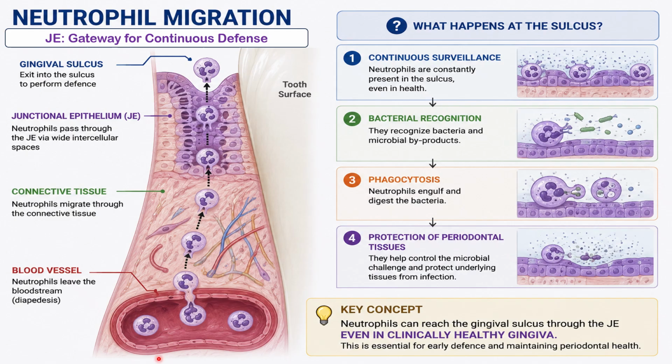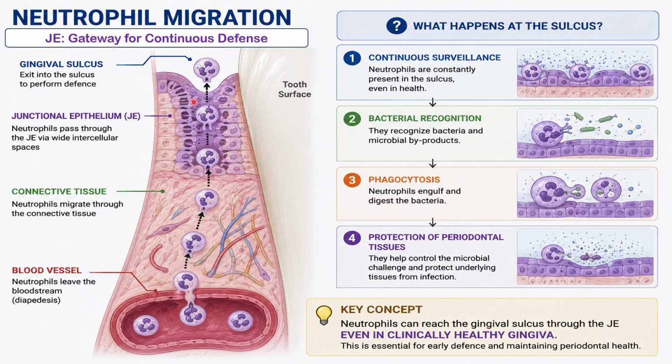So now let's understand how the junctional epithelium acts as a gateway for immune defense through neutrophil migration. The neutrophils continuously leave the bloodstream through diapedesis. They enter the connective tissue and then migrate through the junctional epithelium, which has wide intercellular space and fewer desmosomes, and therefore the neutrophils exit into the gingival sulcus.